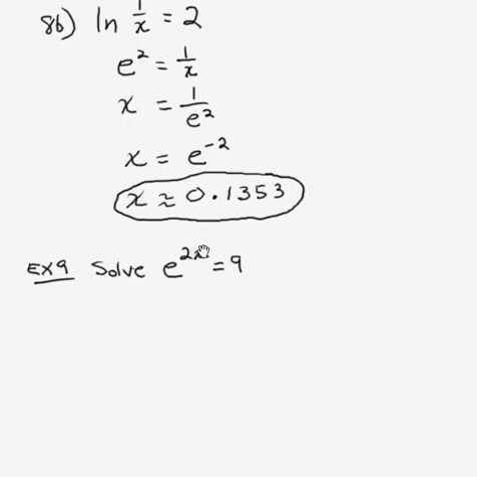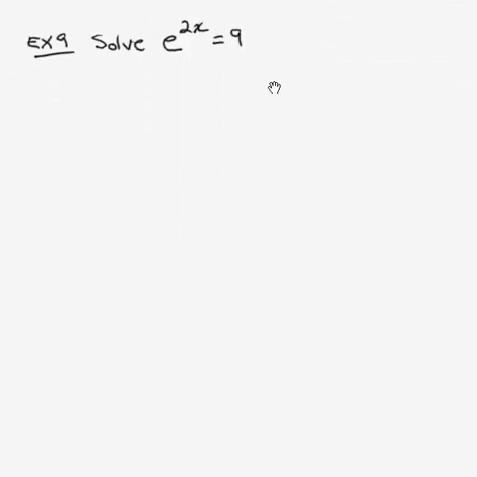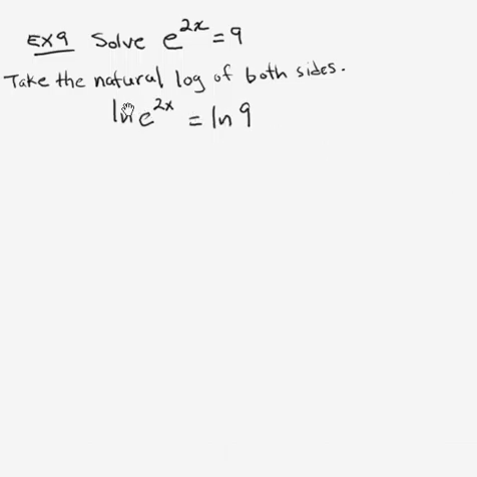All right, let's solve this equation. e to the 2x power equals 9. Maybe we don't know how to solve this in exponential form. Perhaps we should rewrite it as a logarithm. Or actually, we can take the natural log of both sides, just like we could take log base 10 of both sides of the equation. So let's do that. Natural log of the left side, natural log of the right side.